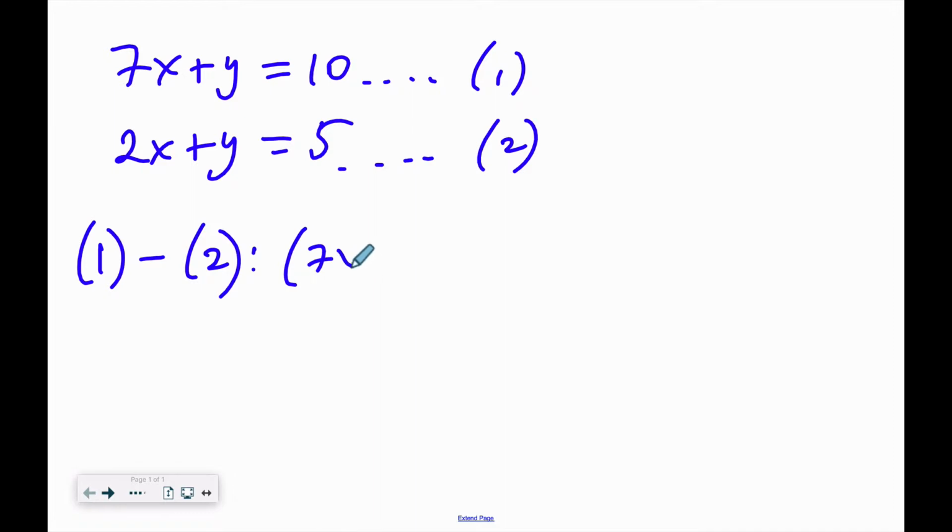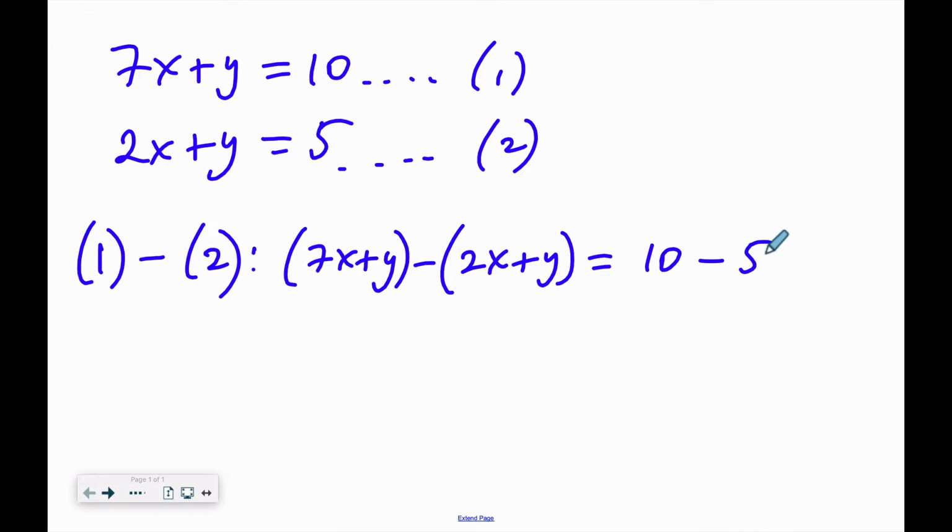So 7x plus y minus, here we'll have 2x plus y, will be equal to 10 minus 5. Let's expand the bracket, so it will be 7x plus y minus 2x, and then this minus sign and plus sign will give us minus y, will be equal to 10 minus 5, which is 5. So guys, remember that when you have a minus sign together with a plus sign, it will give you a minus sign.